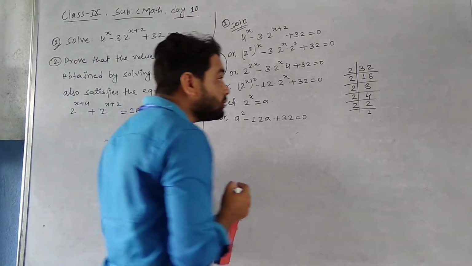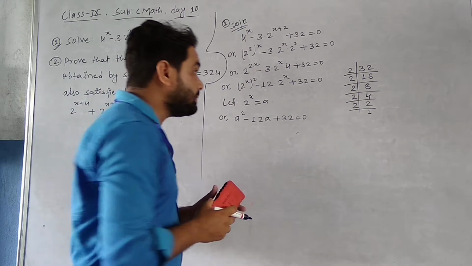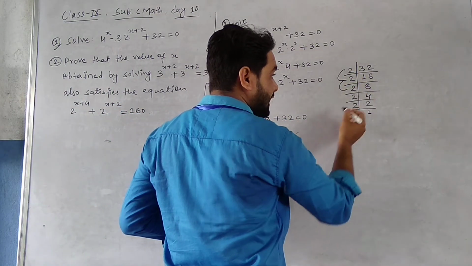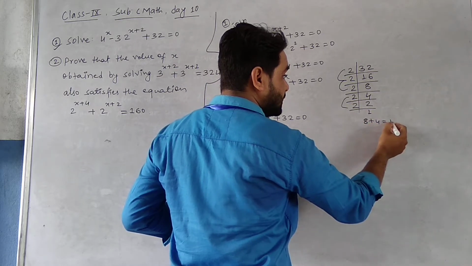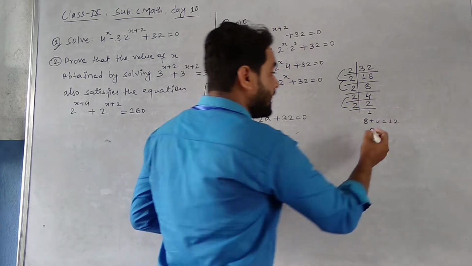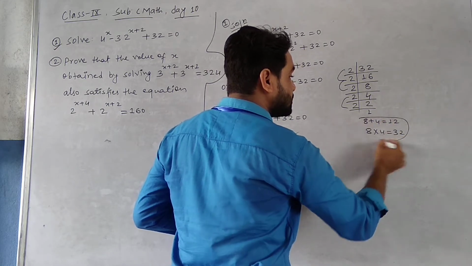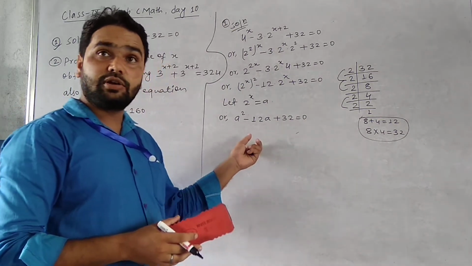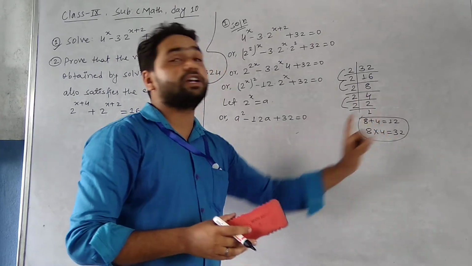Now we are going to make such 2 numbers that while adding we get 12. This is 2 2s are 4, 4 2s are 8, and this is 2 2s are 4. 8 plus 4 we get 12, and 8 into 4 we get 32. That means these two numbers 8 and 4 satisfy this, and in the place of 12 we will write 8 plus 4.